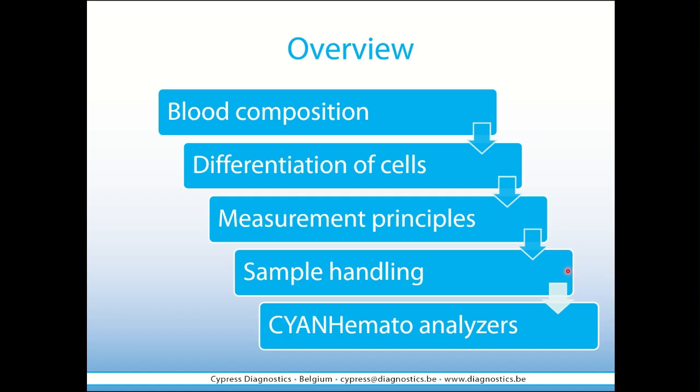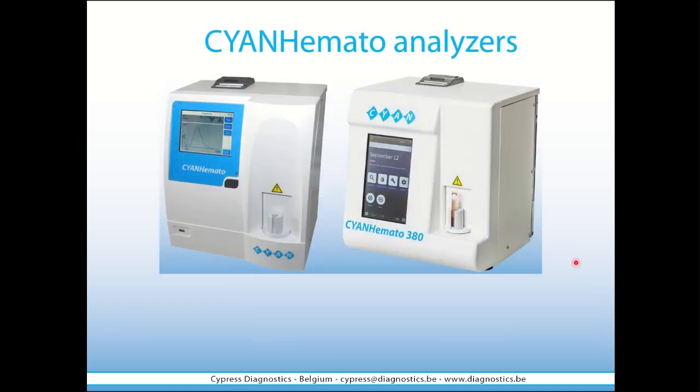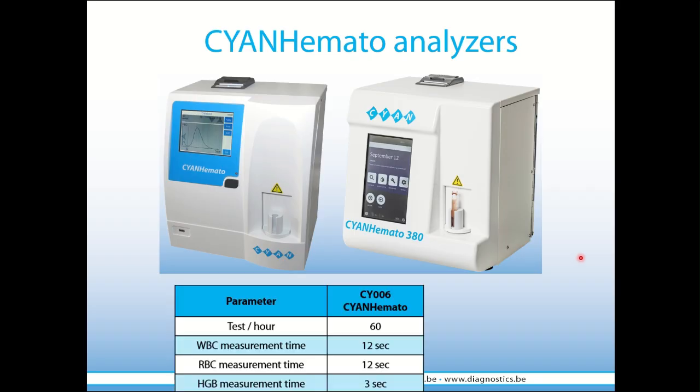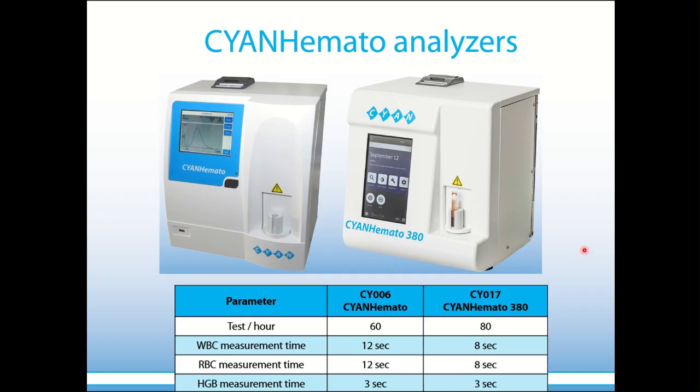We will end this presentation with an overview of our CYANHemato analyzers and get to know how the measurement process allows us to obtain results for the 20 hematology parameters. Both our CYANHemato analyzers use the impedance and spectrophotometric principle, but differ in design and the amount of tests per hour that can be measured. The CYANHemato can do 60 tests per hour, while the CYANHemato 380 can do 80 tests per hour.